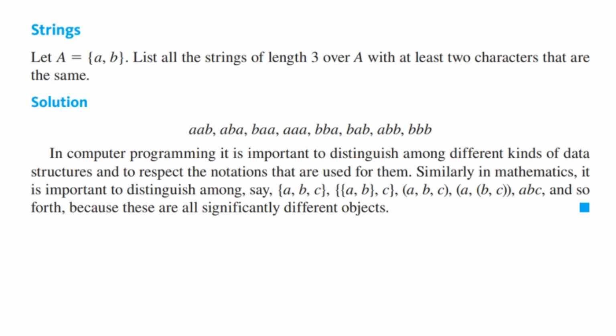In computer programming, it is important to distinguish among different kinds of data structures and to respect the notations that are used for them. Similarly, in mathematics, it is important to distinguish among, say, the set containing a, b, c, the set containing the set {a, b} and c, the ordered triple (a, b, c), the ordered pair (a, b) and c, the ordered pair (b, c) and a, and so forth. These are all significantly different objects.